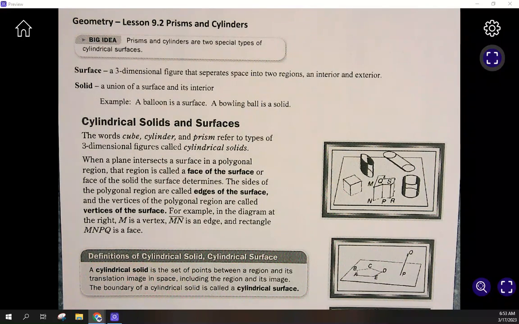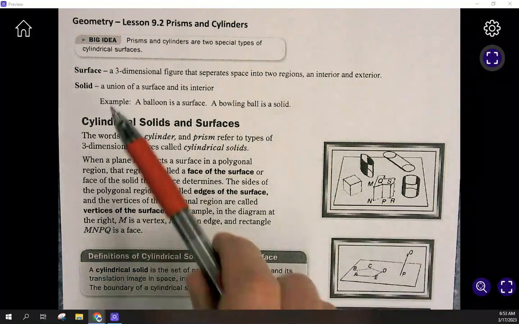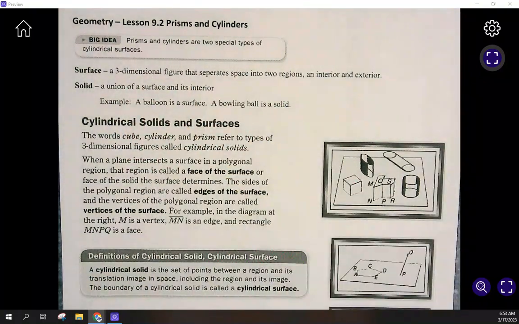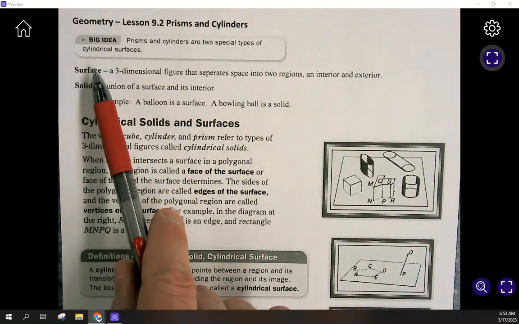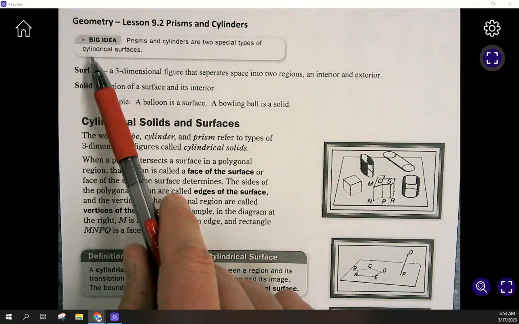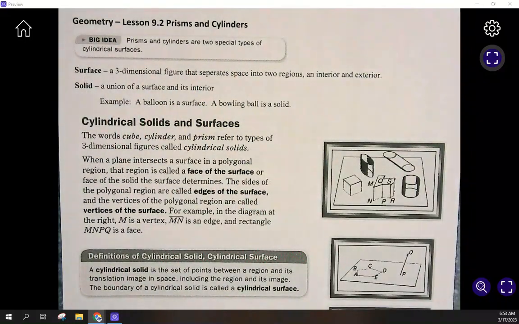But as we just move into this section, we're really going to focus on some vocabulary and identifying some of these three-dimensional shapes. So today we're going to look at prisms and cylinders. Big Idea says that they are two special types of cylindrical surfaces. All right, so when you see the word cylindrical, you probably think of cylinder, but prisms, which are not cylinders, are also cylindrical surfaces. So we're going to go ahead and break down this vocabulary and make sure we understand what fits with what. All right, so starting off with just the basics.